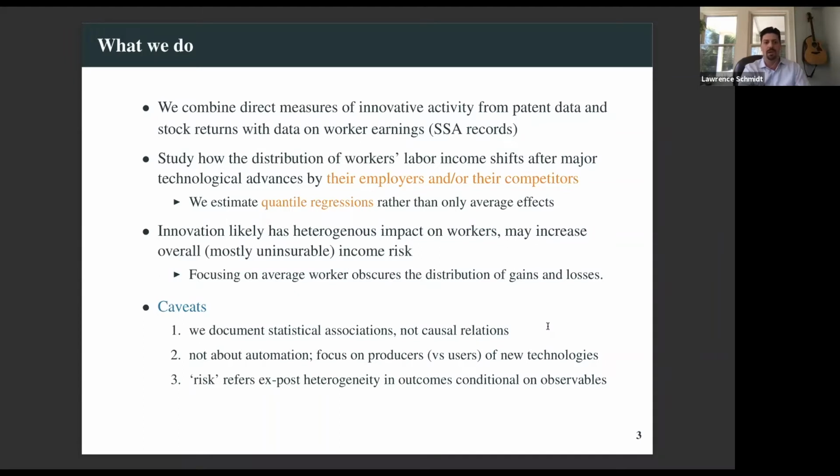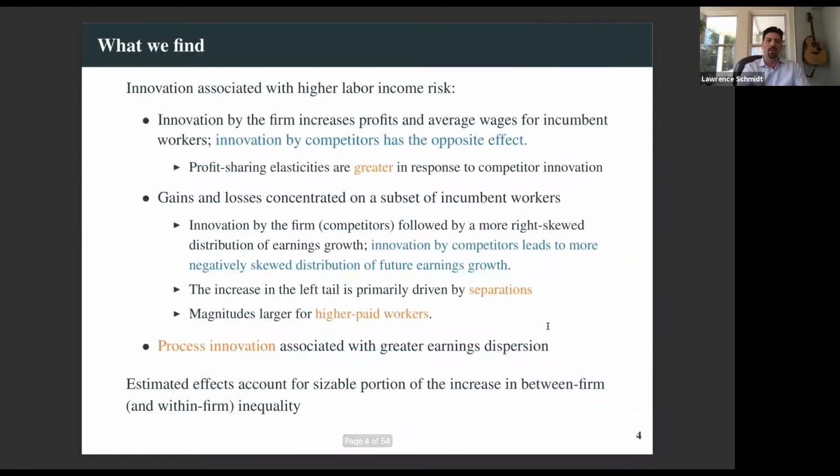So it's dispersion in labor income. It could have been perfectly forecastable. We're going to have some evidence suggesting that's pretty unlikely. But strictly speaking, all I can do is measure realized changes in people's earnings. What do we find? We find that innovation is associated with higher labor income risk.